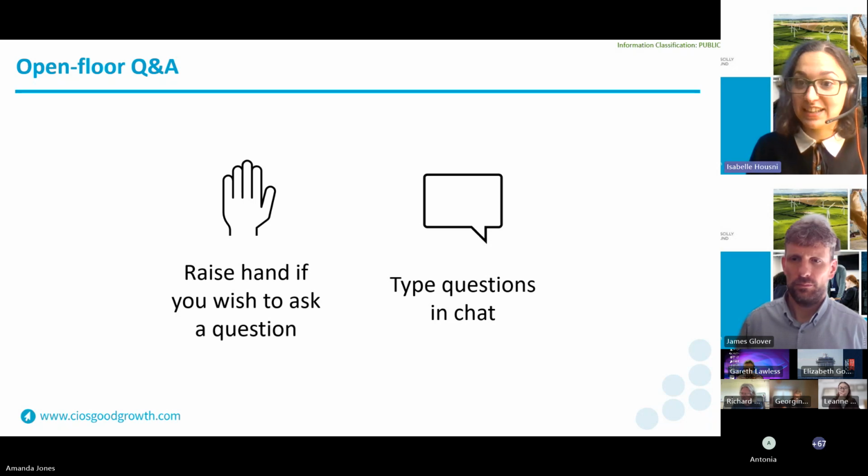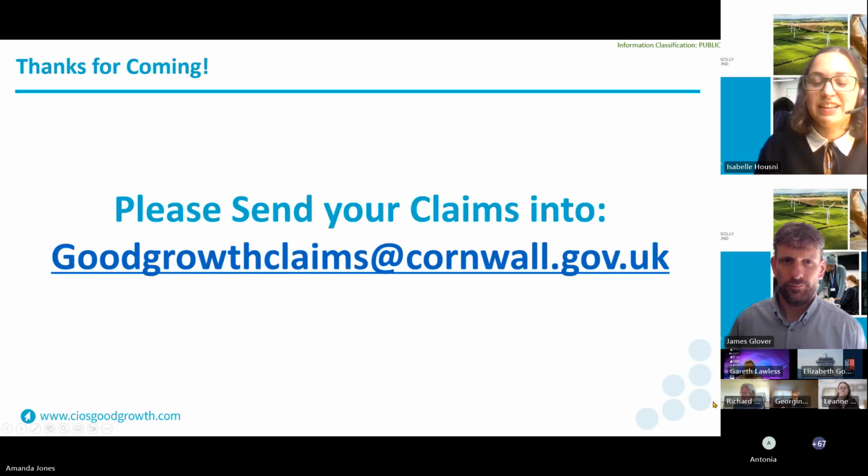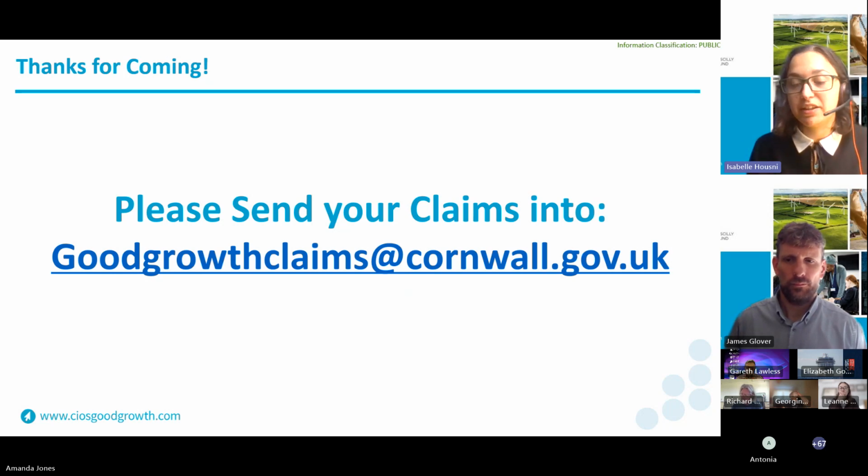So I think that is it for the questions. And again, next slide, please, Amanda. If you have any questions, you can submit them to goodgrowthclaims@cornwall.gov.uk and we will get back to you. And please make sure you send all your claims into this email address. This will make sure that it will be seen by someone rather than lost in an inbox.